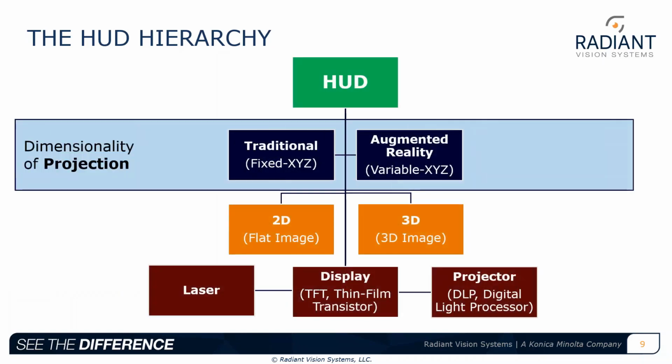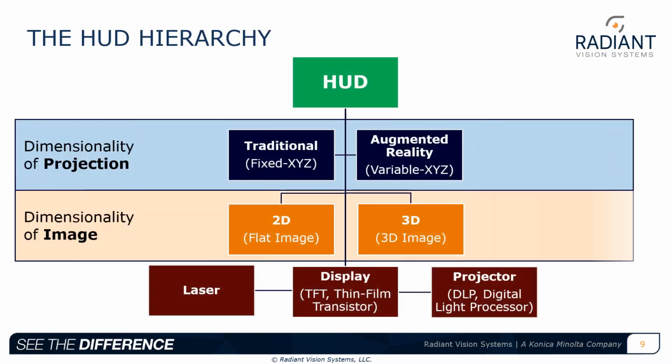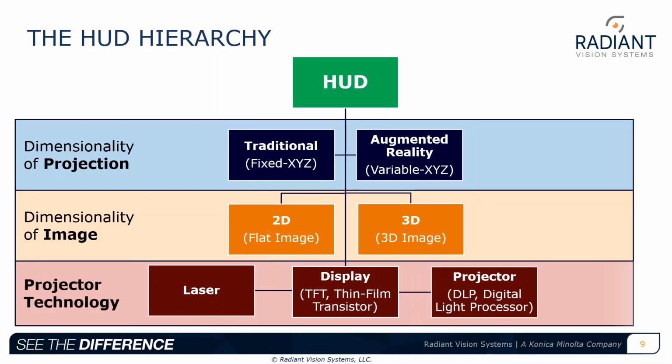Head-up display technology can be best understood by identifying the rational hierarchy. So what kind of head-up displays are we dealing with? When we look at the industry today, we primarily look at 2 types. So from a projection perspective, we have traditional, which is basically fixed information in an XYZ plane. However, the other side of that coin is augmented reality, where we have variable information also presented in XYZ space.